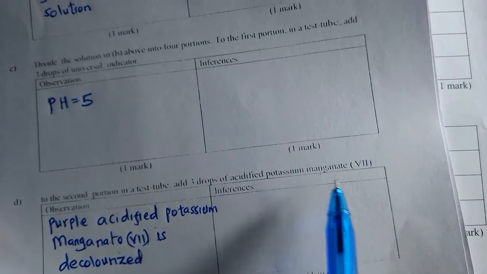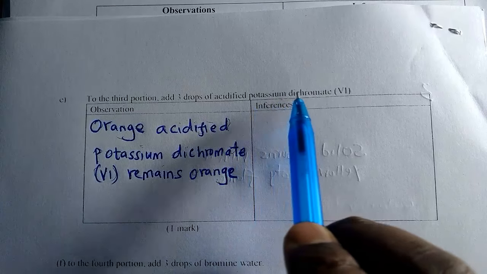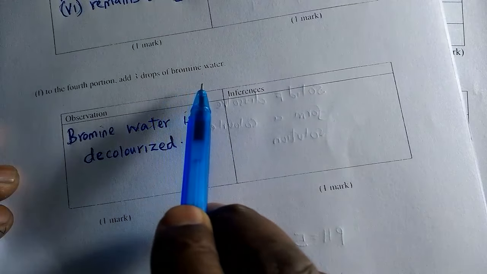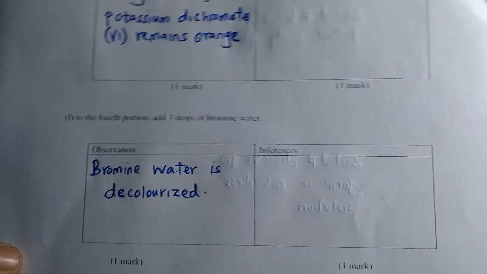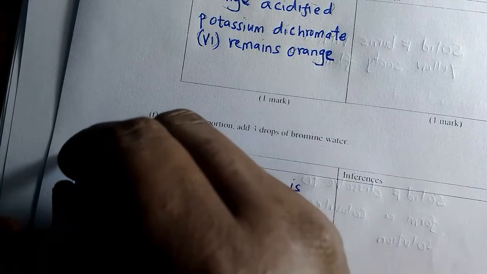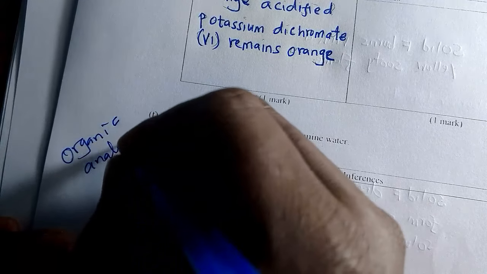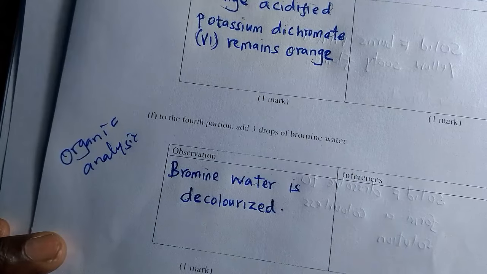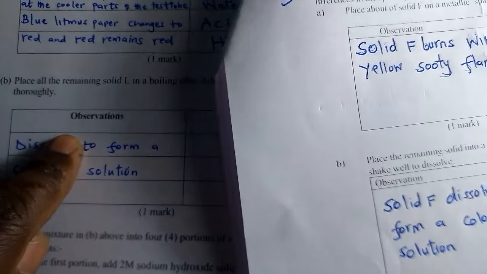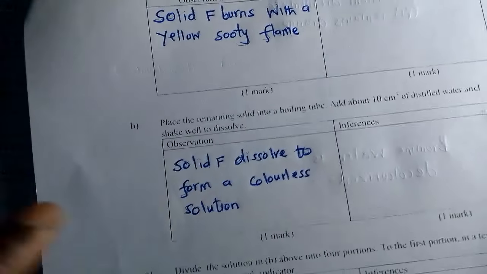We are using acidified potassium dichromate, then bromine water. That one tells you this one is organic analysis. This is organic what? Analysis. Therefore, in these two scenarios, this one is inorganic and this one is organic.